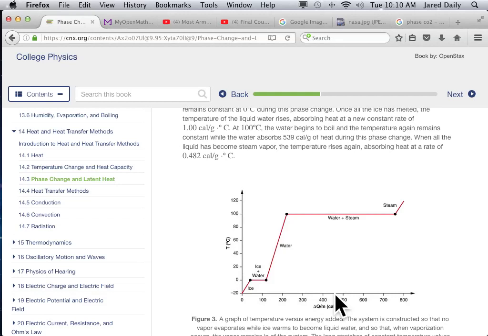Is it joules or is this calories? It's actually calories. 200 calories. We've got about 200 calories per gram, so it's about 2.